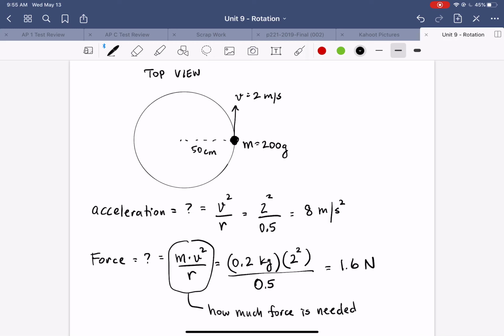So where does that force come from? Well, the ball is going to be attached to a string as it goes around your head, and that string is going to be under tension, and that's going to pull it in this direction. So this is going to be tension in the string that will provide the centripetal force.